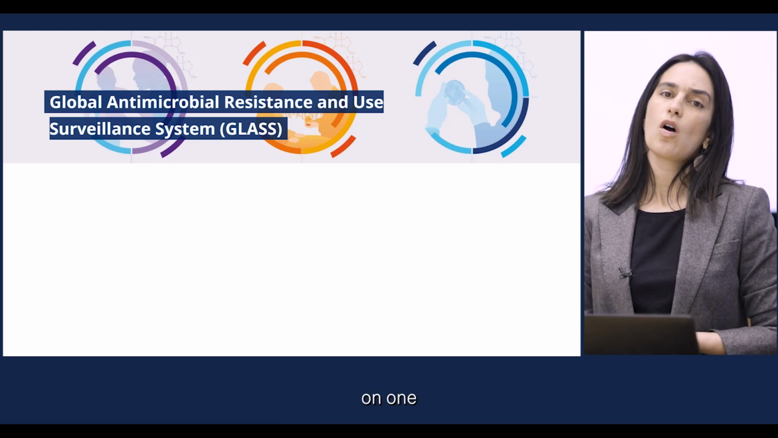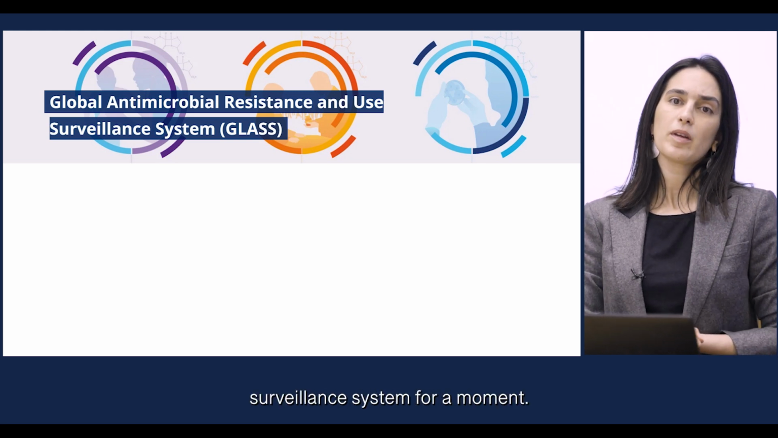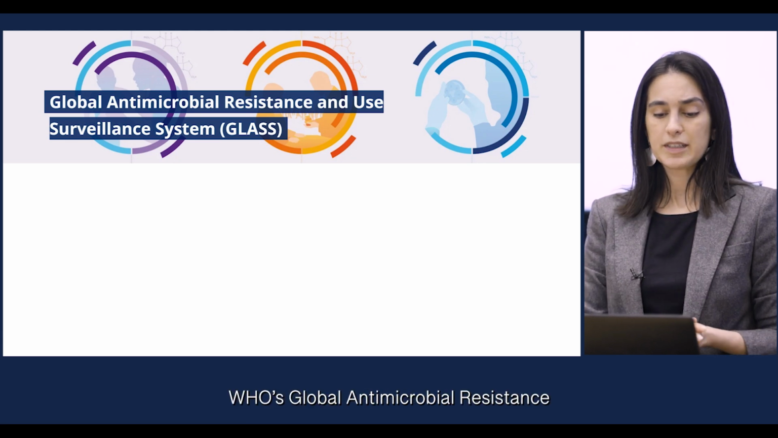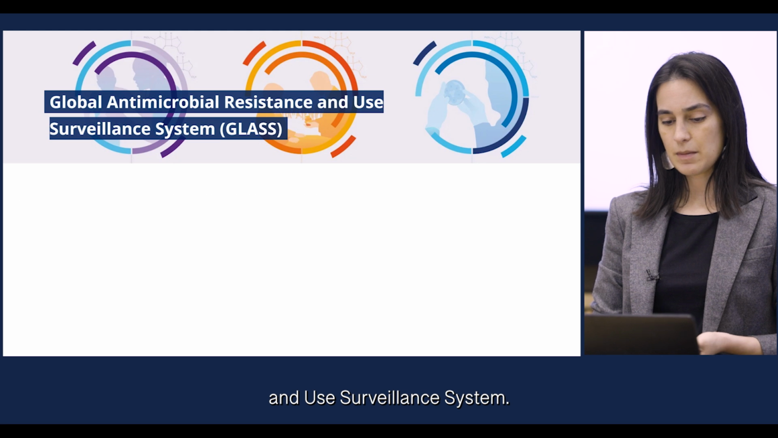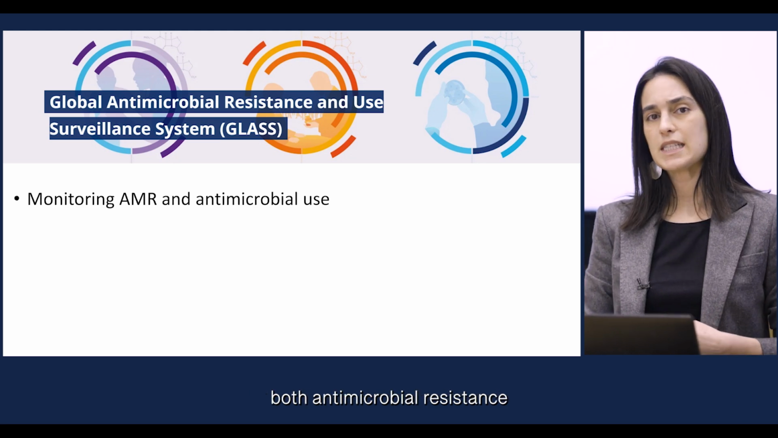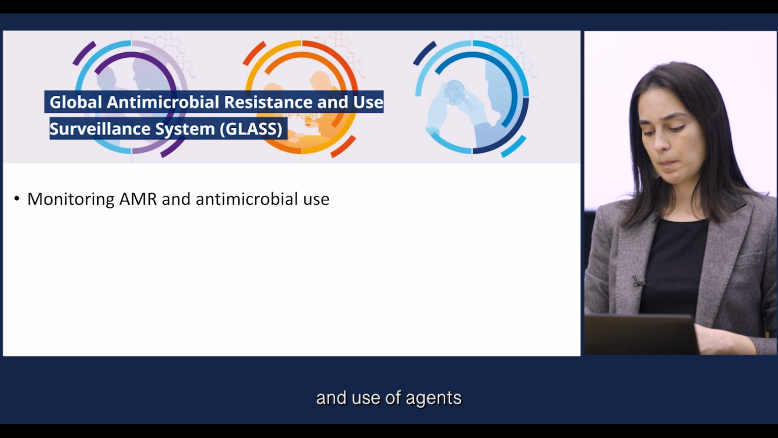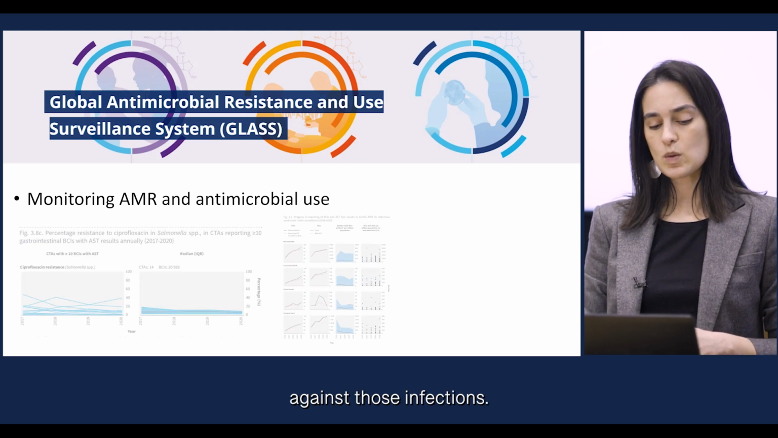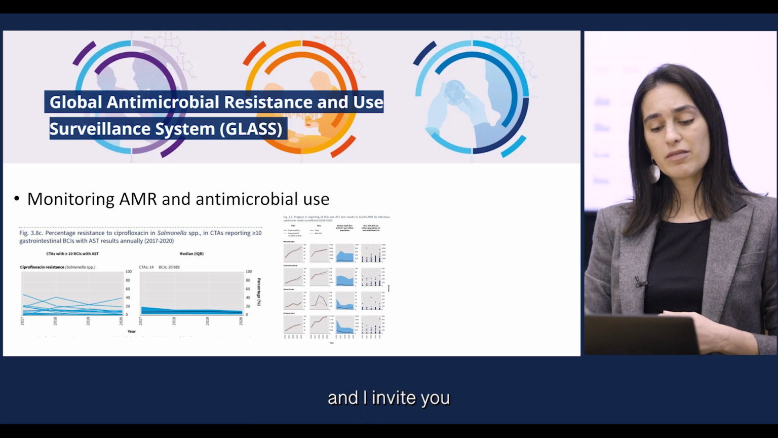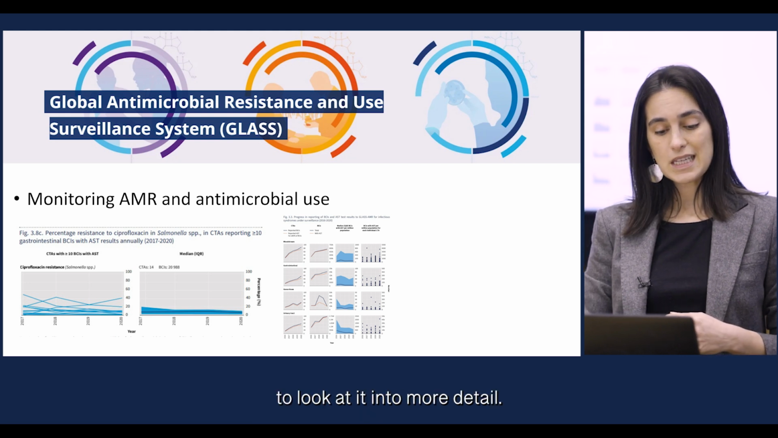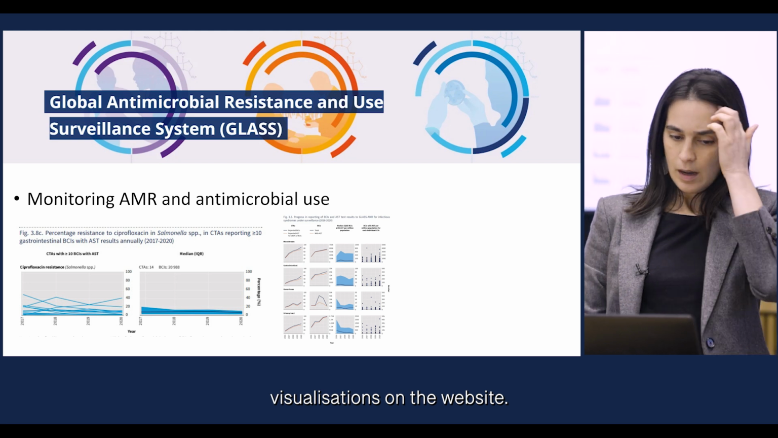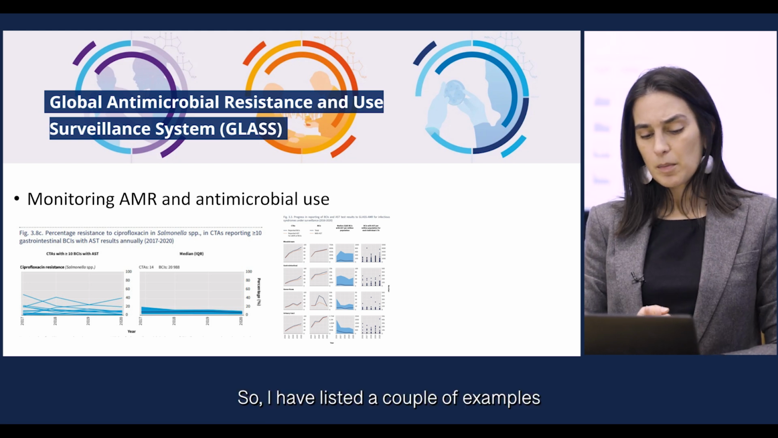I'm going to focus on one public health surveillance system for a moment. This is WHO's Global Antimicrobial Resistance and Use Surveillance System. So as its name implies, it monitors both antimicrobial resistance within pathogens and use of agents against those infections. There are some examples of what you can find in the report, and I invite you to look at it in more detail. There's also some very nice data visualizations on the website.